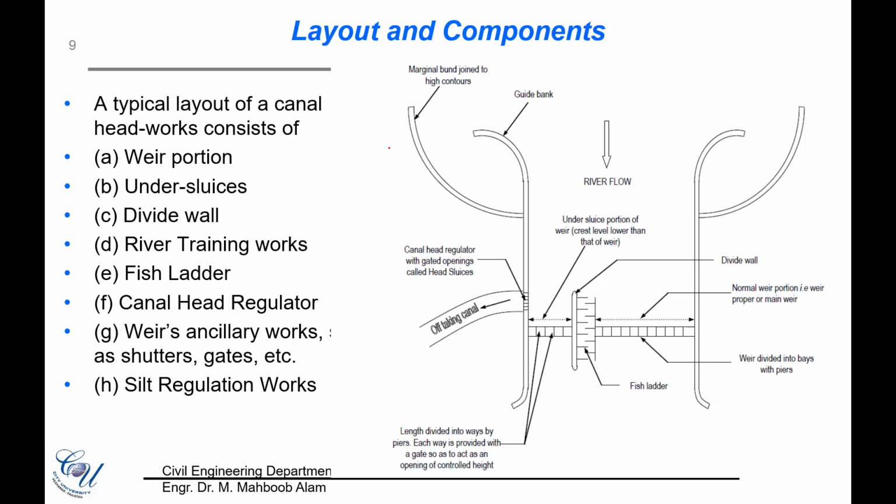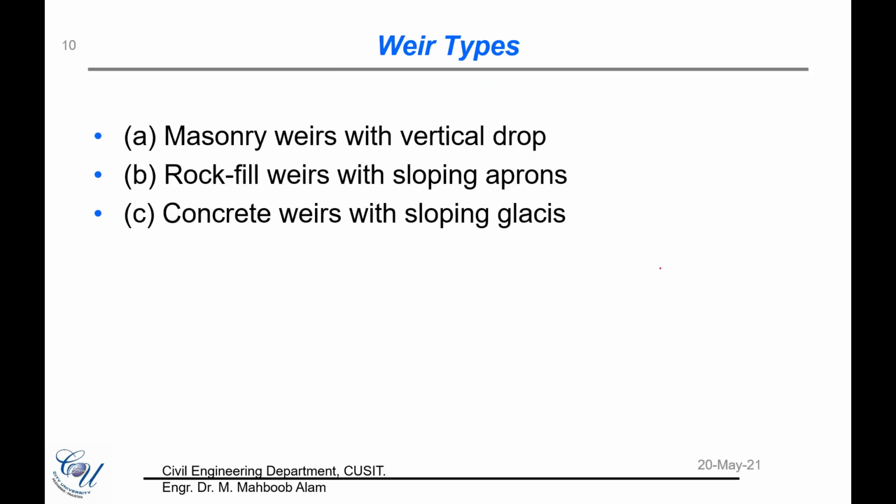We have divide walls which are installed between, let's say, the weir and the fish ladder, if there is any. Important parts are also the river training works, the fish ladders, the canal head regulators, and other important machinery like the hydropower equipment, the turbines, the pumps if they are needed, and also the silt regulation works. We are going into a few of these components in detail in the following slides.